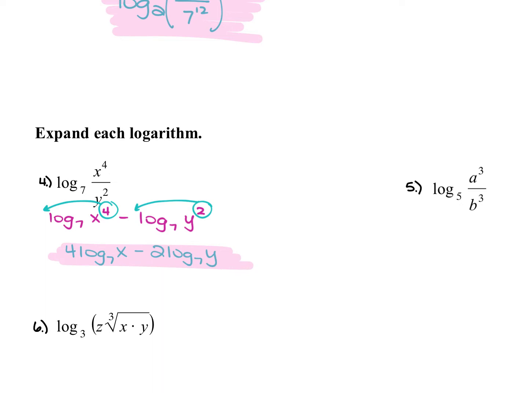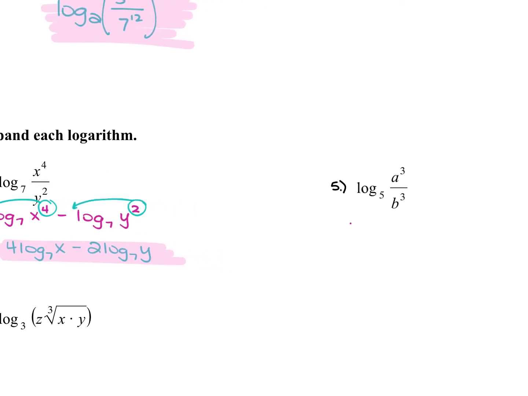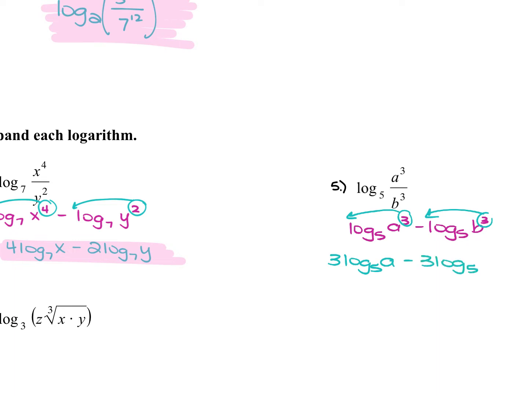For number 5, we have log 5 of a cubed over b cubed. So again, we're going to undo that division using subtraction. So this is going to give us log 5 of a cubed minus log 5 of b cubed. Lastly, bring those powers to the front. So that's 3 times log 5 of a minus 3 times log 5 of b.